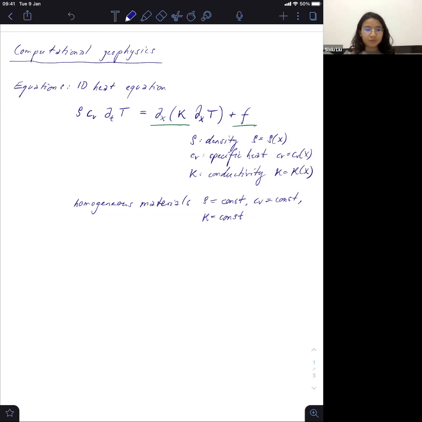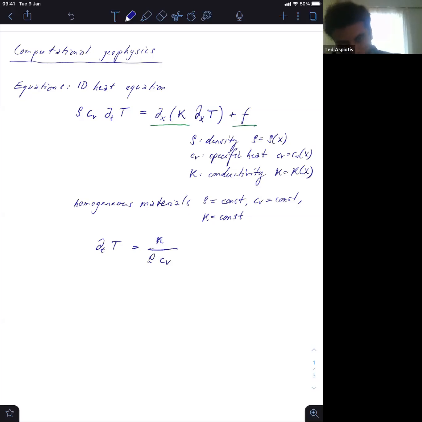Thank you, Professor. So for a homogeneous material, we have these constants, and then we can write it in a much simpler way. We just take these factors, the conductivity, density, and specific heat, as a factor here. And then we have the second order derivative of temperature, plus F if you want. So that would be the inhomogeneous equation for a homogeneous material.